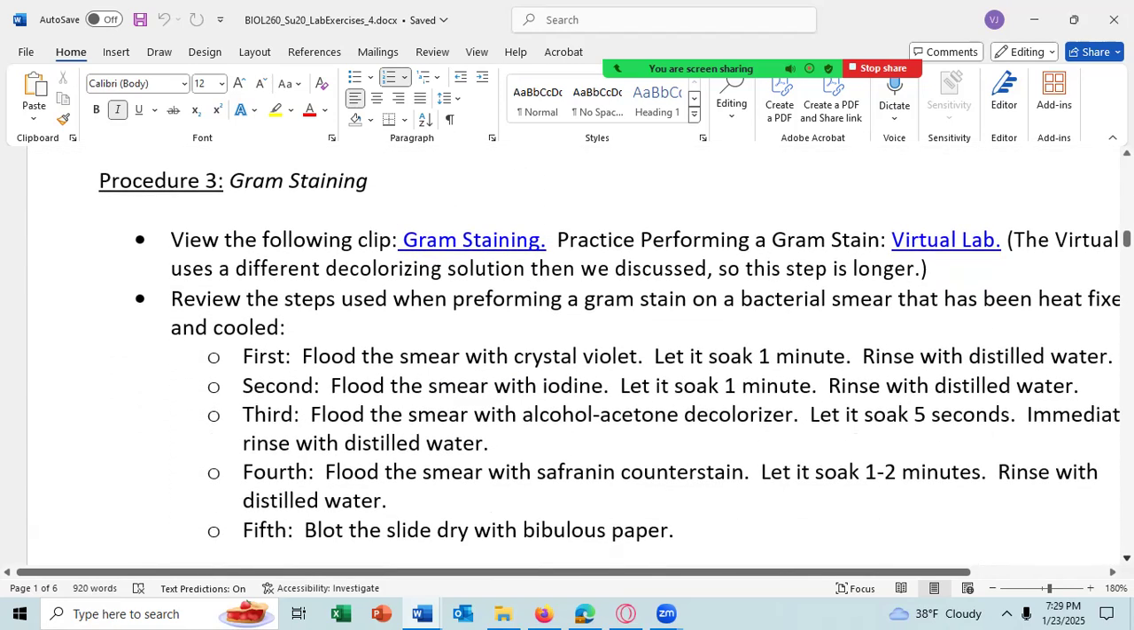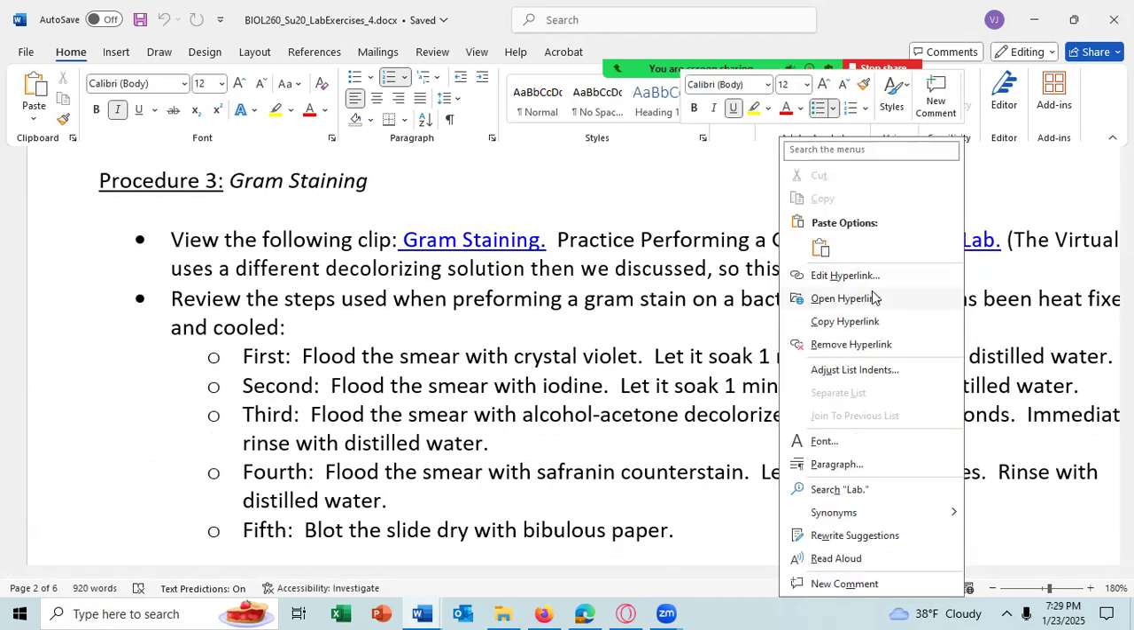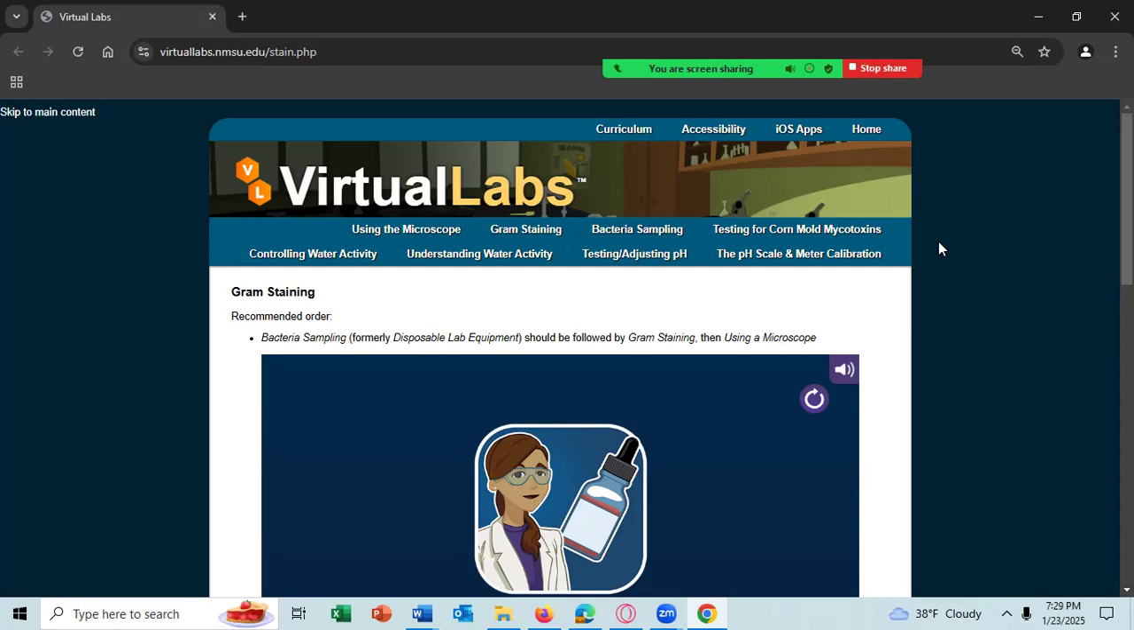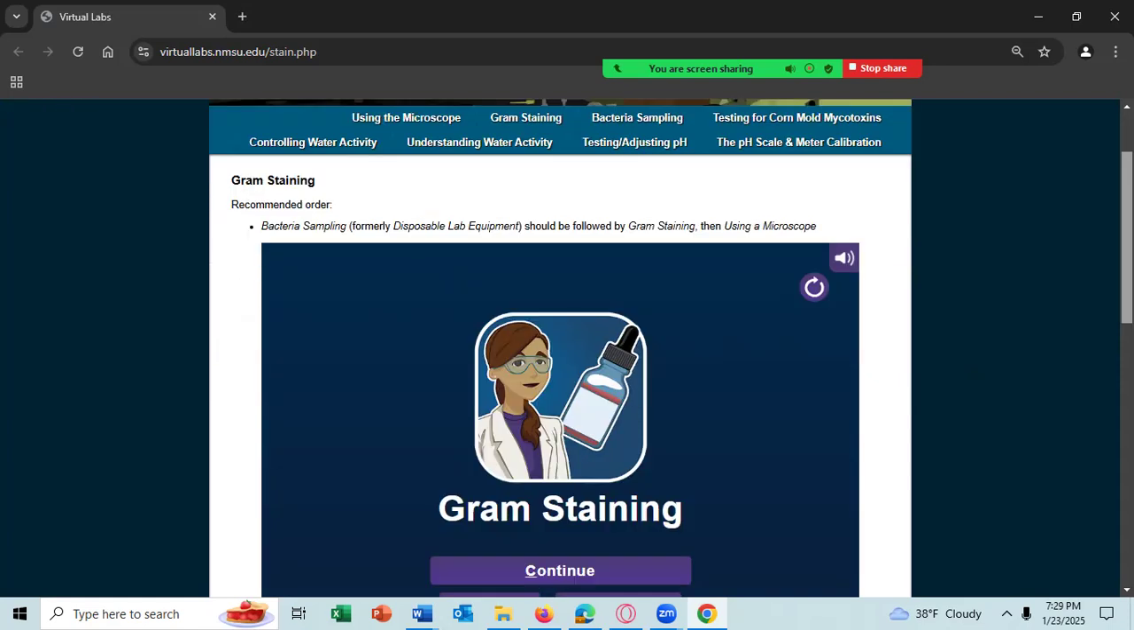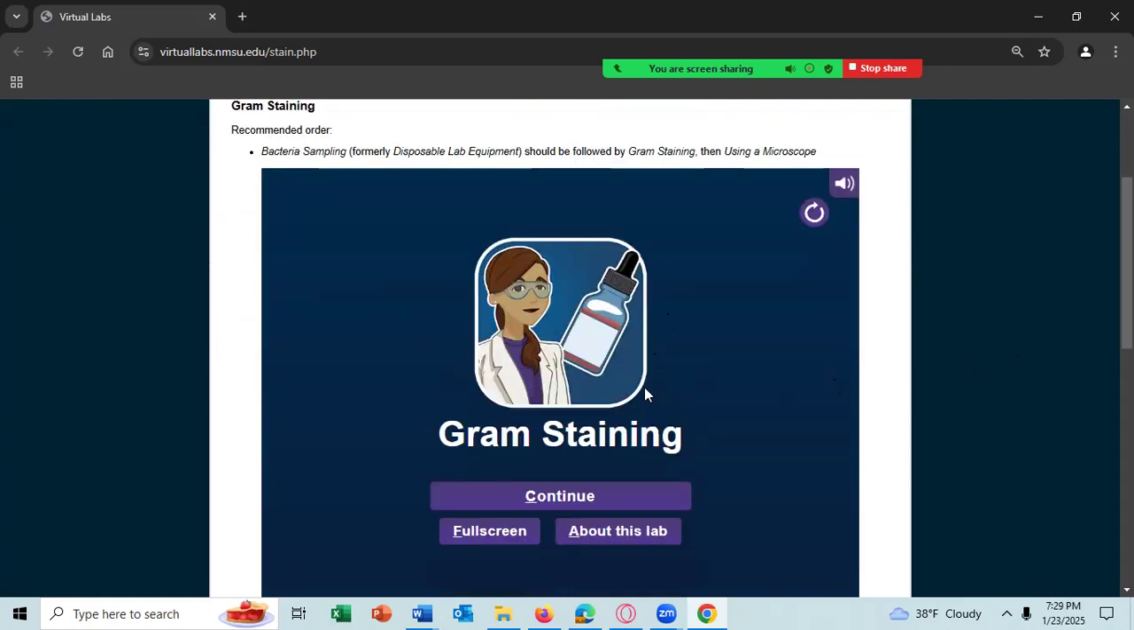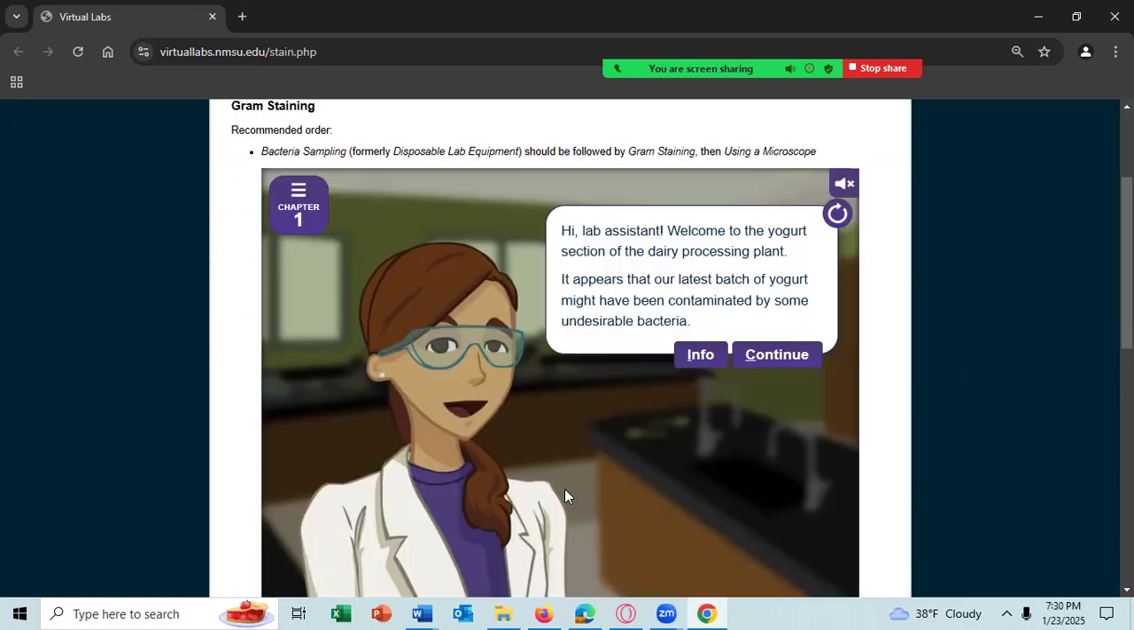For procedure 3, we're going to be looking at the gram stain. We have a video clip of performing the gram stain, and we have a virtual lab on the gram stain. When you open this virtual lab, it may take a little while to download depending on how fast your internet connection is. I've already downloaded this in 2:30, and so that didn't take any long time. Well, this will be a virtual lab on the gram stain. I'm going to shut it off and then just move it forward.